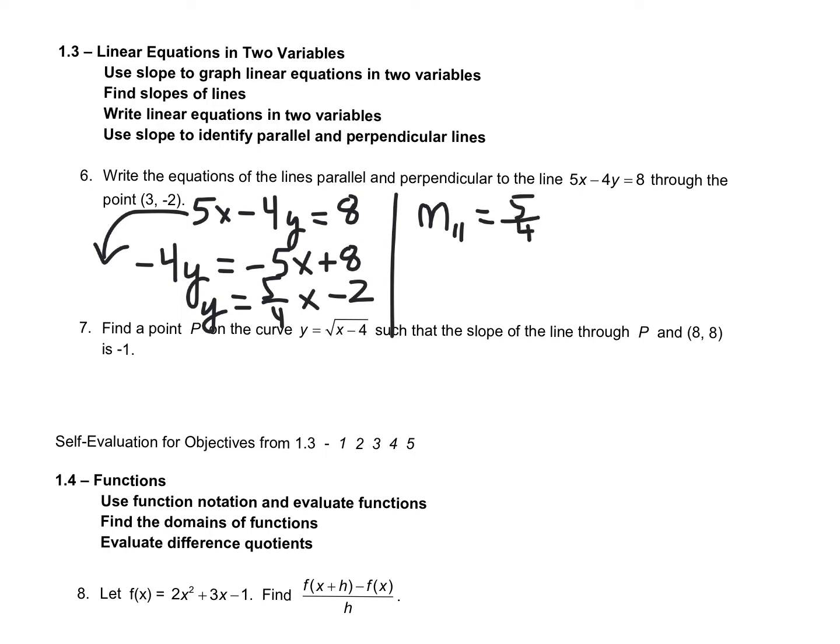And then I have that point (3, -2). So I'm going to now plug this into point-slope form because I have a point and a slope. And that's going to look like this, where I have the point (3, -2). The -2 goes in for y1. M is 5/4. And then I have x minus 3. And now I'm just going to go ahead and solve.